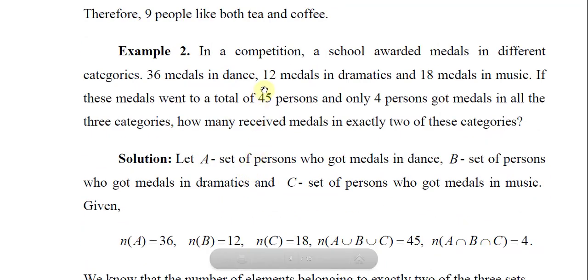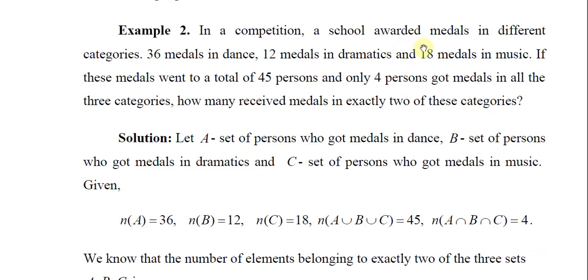Example number 2. In a competition, a school awarded medals in different categories: 36 medals in dance, 12 medals in dramatic, and 80 medals in music. If these medals went to a total of 45 persons and only 4 persons got medals in all three categories, how many received medals in exactly two of these categories? So if the example is clear, let's move to the solution.